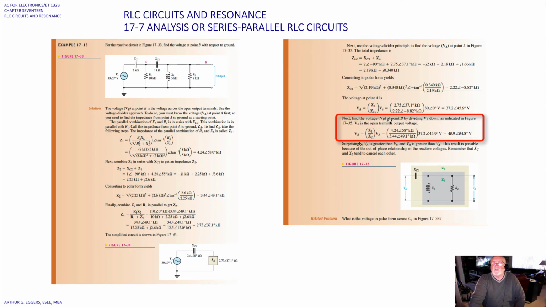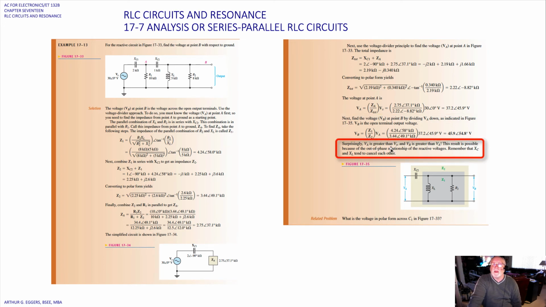Next, find the voltage at point B by dividing V sub A down as indicated in the figure below. So you can see what they've done here in combining terms. So V sub B then is Z1 over Z2, those are your reduced terms, times VA. And in doing so, you get 45.9 at an angle of 54.8 volts.